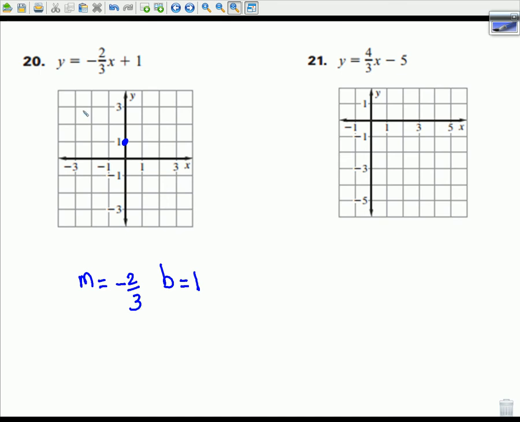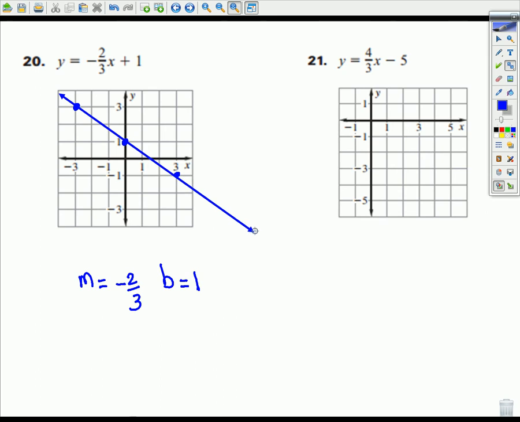I know if it's negative, it's going to slope down in this direction, like I'm going down a hill. So if I go up 2, I have to go back 3 so that it'll slope down. Or I could go down 2, and then I have to go to the right 3. And then we'll go ahead and draw the line. And since we're not restricting any domains here, draw it with the arrow in both directions.